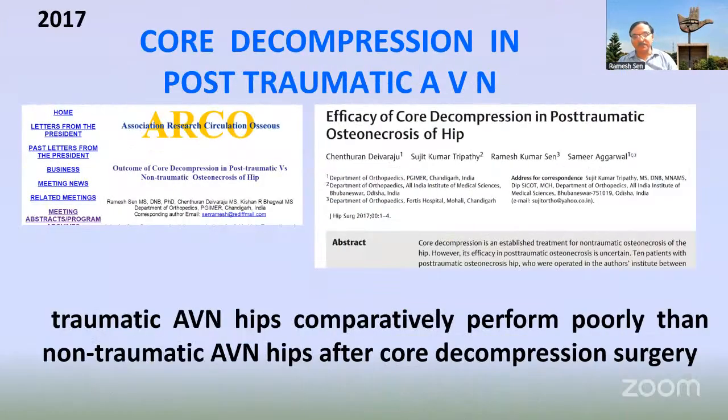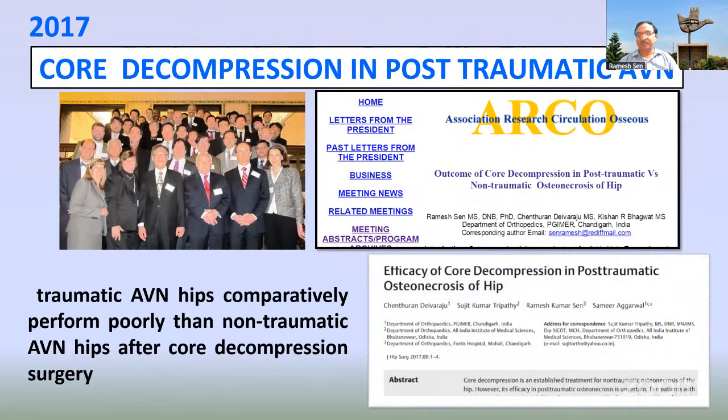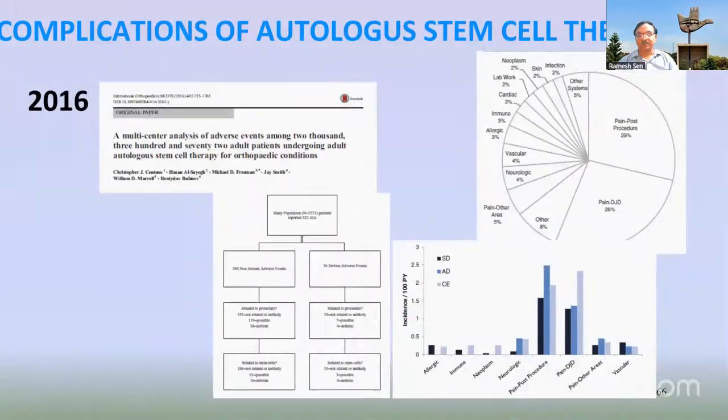And this is the presentation which I made at one of the ARCO meetings in Chicago. This is that meeting in Chicago where we presented that traumatic AVN overall does not do very well with pure core decompression. And this is what we published subsequently also, that if stem cells are not injected, core decompression alone does not give a very good outcome in these cases.